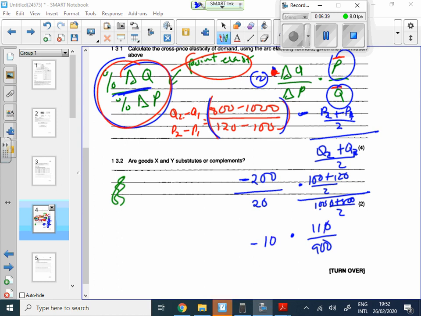Now I need to sort out this part. But I already know my answer is going to be negative something.